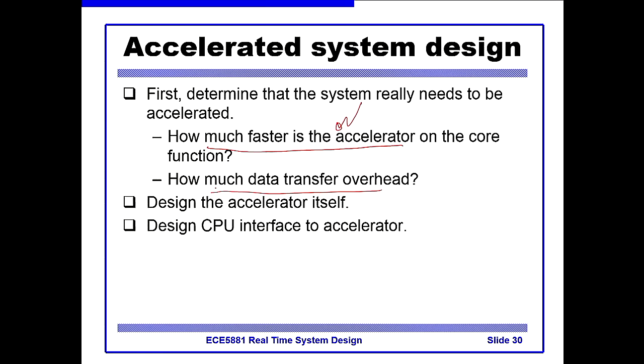And if you have to transfer lots of data off your system to another system, then that can be a real consideration. If it takes longer to transfer the data than you save in the processing time, then obviously that's a bad option. So then you've got to look at the actual interface between the CPU and the accelerator. Do you use DMA or do you use interrupt-driven transfers?